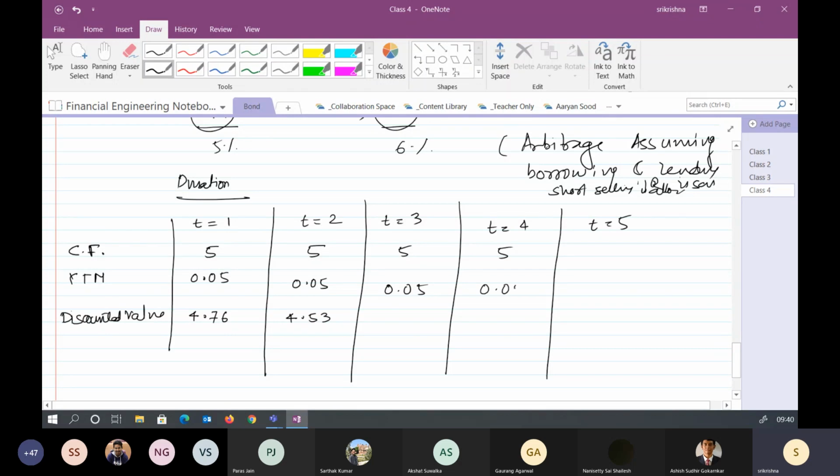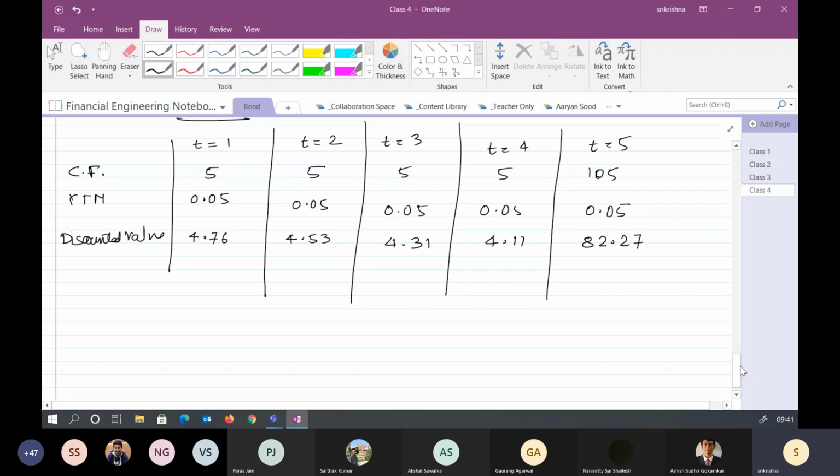Tell me the other values. Sir, 4.31, like 4.3. Let me know if my calculation is wrong. I've approximated it to two digits. So if I have to calculate the duration, it will be 4.76, basically 1 into.